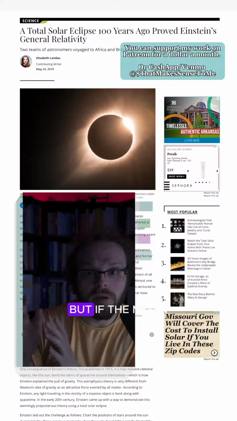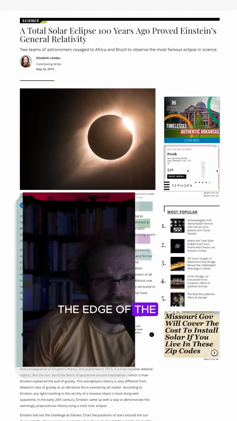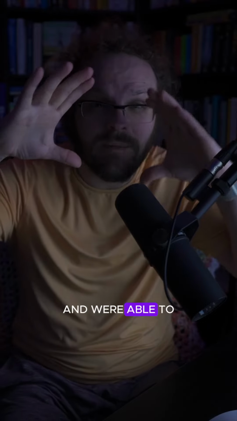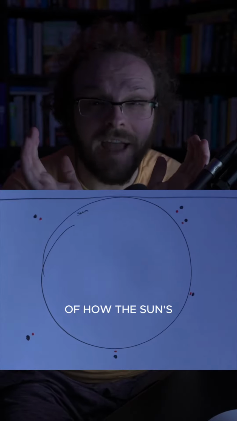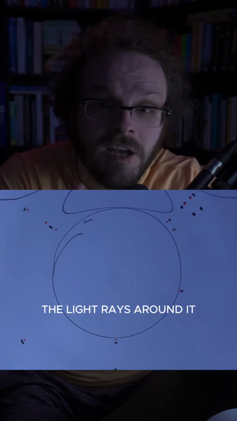But if the moon is blocking out most of the light from the sun, then you can see in detail the light from stars passing right next to the edge of the sun. So in 1919, astronomers went to Africa and Brazil, watched the solar eclipse during totality, and were able to take detailed measurements of how the sun's gravity was bending the light rays around it.